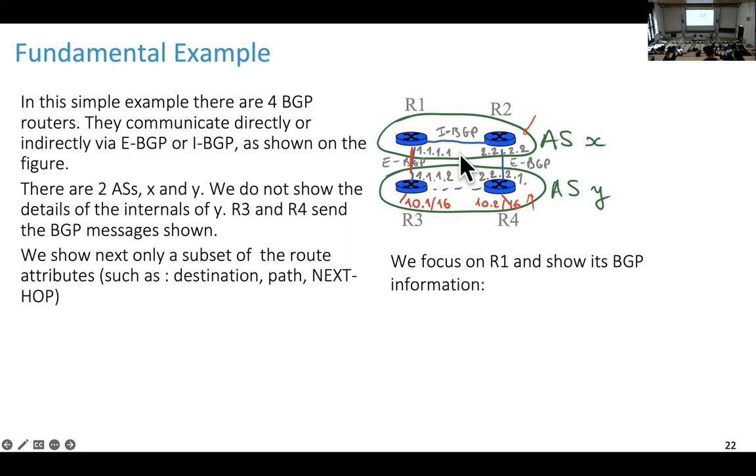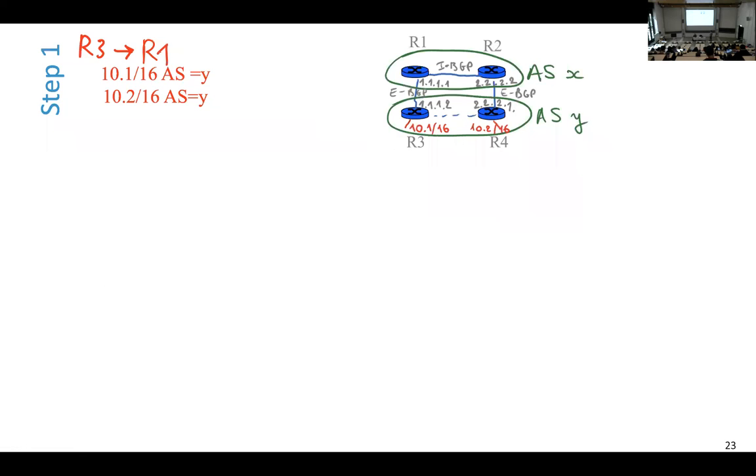If we do OSPF, we could find in the routing table of R4 a route to this 1111 here. Now what we do in this example, we will focus on R1 and we will show its BGP information. Let's imagine that everything is blank, everything is fresh at R1, and the first message that R1 receives is from R3 over eBGP. What's the message? R3 announces two paths. So what are these paths? R3 is directly attached to this network prefix 10.1, and R4 is directly attached to 10.2.